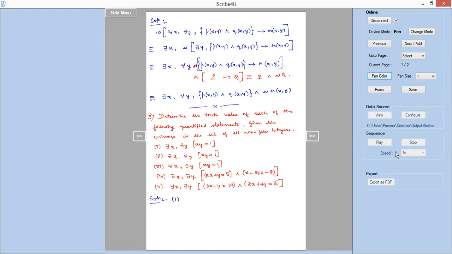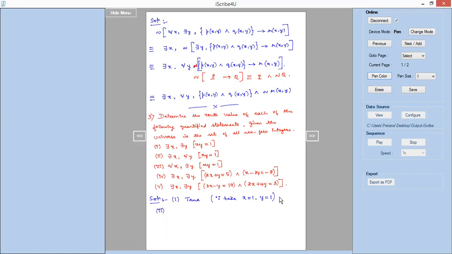For the first one, the statement is true because suppose we take any particular value. This is for some x, for some y. So for some x and y values, say x is equal to 1 and y is equal to 1. What will be the product x into y? So x into y is equal to 1 itself. The statement is valid for some values of x and y. So that is why we can conclude the first quantified statement is true.